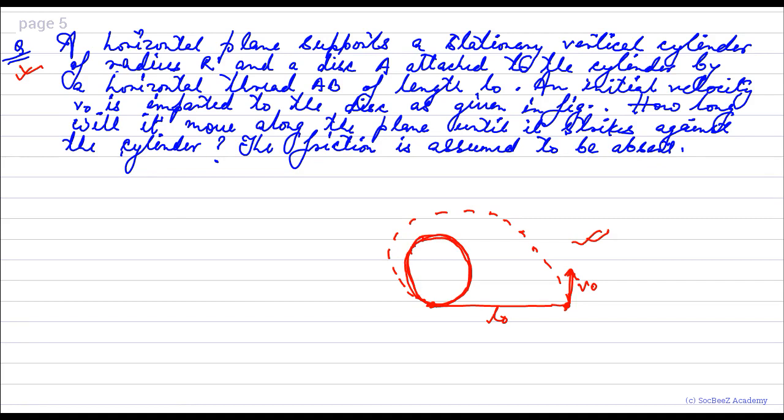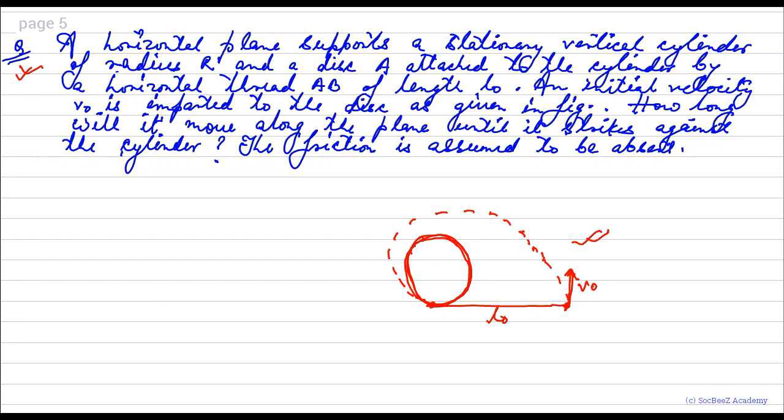Fine. So definitely the string is going to wound itself around the cylinder. I need to find out the time which the particle is going to take to strike the cylinder back, which implies the time which the string is going to take to wound itself completely around the cylinder. That is what I need to find out. Fine. So now this is going to be my path of the particle.